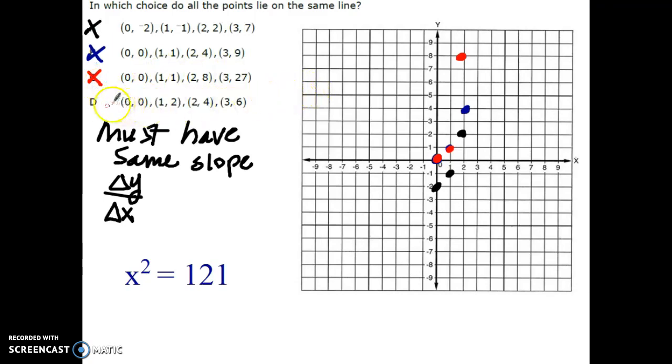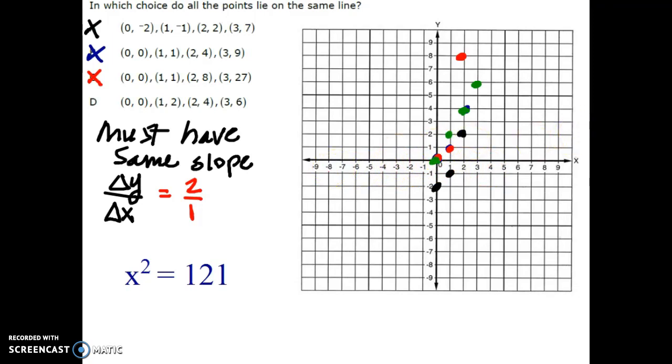Oh my gosh. And so D has to be it, y'all. (0, 0). I'm just laughing how wrong this problem was. (0, 0), (1, 2), and then (2, 4), and then (3, 6). Okay, what do we notice about this? We notice that the y's are adding 2, so the change in y is 2. And then the x's are adding 1 each time. So that's why it's linear, 2 over 1.